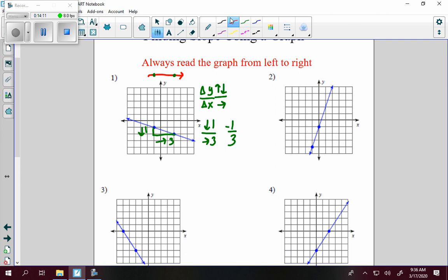So on number 2, for example, I'm reading the graph from left to right. So that means that I'm reading it from this point to this point, which means that I need to do my change in my y's over the change in my x's. My change in my y's, I would have to go up first. And when I go up 1, 2, 3, and then I go over 1. So if I go up 3 over 1, my slope would be 3 over 1, which is just 3.